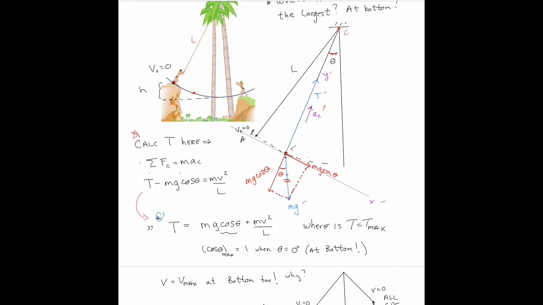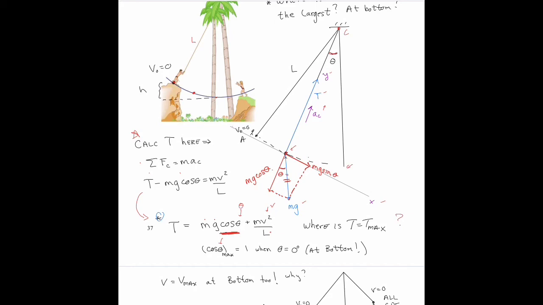So I have to figure out, where is the tension the biggest? I have to figure out what value. Well, what are the constants? Mass is a constant, g is a constant, length of the vine is a constant. So the only variables are theta and v. Well, the biggest that cosine theta gets is 1. That's when theta is 0 degrees. Cosine 0 is 1. So that's at the bottom, when he's at the very bottom here.